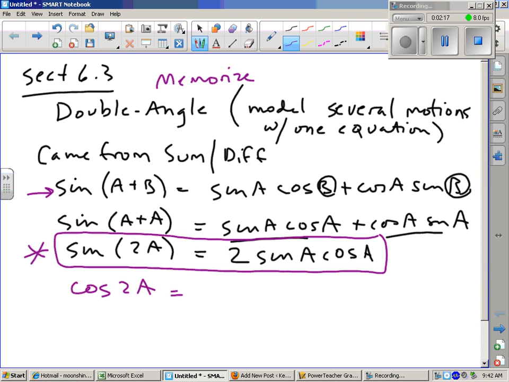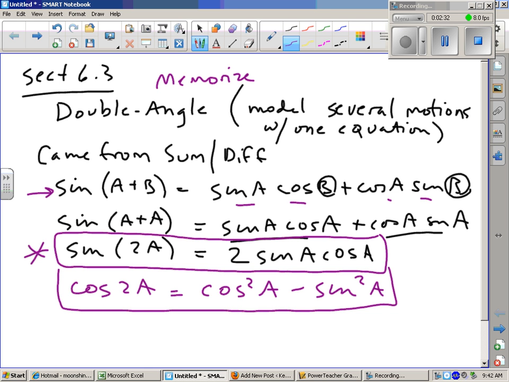Now for cosine double angle, we could go through the same scenario. Remember, cosine is cosine, cosine, sine, sine. So really, it's going to be cosine squared a minus sine squared a. So there's the cosine double angle.